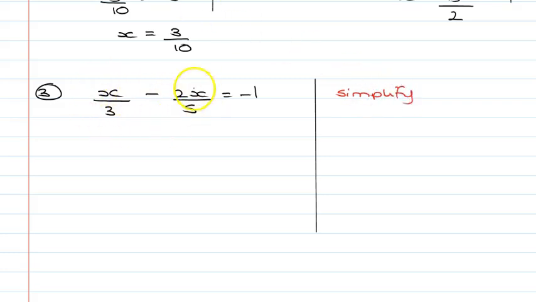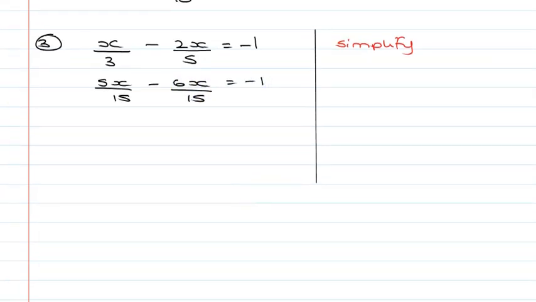So let's get 15 as the denominator on the bottom here. That means multiplying this fraction by 5 and this fraction by 3. So that will give me 5x over 15, take away 6x over 15. And of course, the left-hand side can now be combined, collecting the like terms, giving me negative x over 15 equals minus 1 on the right. Now it's a simple problem to solve.